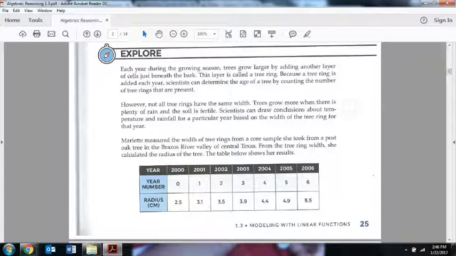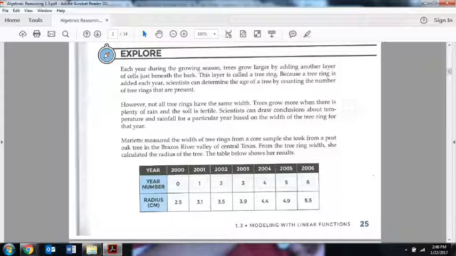Mariette measured the width of tree rings from the core sample she took from a post oak tree in the Brazos River Valley in central Texas. Basically, she took a sample of a tree in Texas, and she measured the tree rings, right? And she calculated the radius of the tree, and here is her result. So on year 0, it was 2.5 centimeters wide. That was the radius. On year 1, 2001, the radius was 3.1, then 3.5, 3.9, 4.4, and we're going to start calculating the difference.